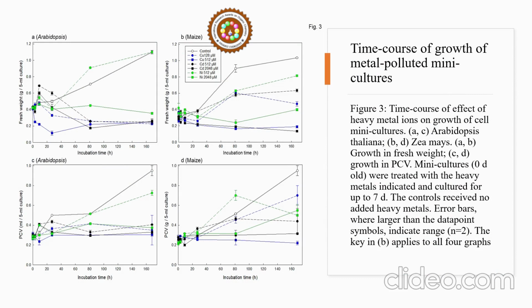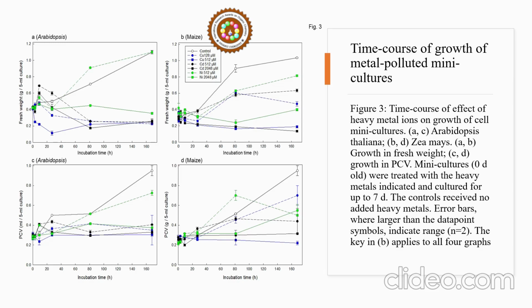And we have also done a time course experiment for the growth of the metal-fed mini cultures, as you can see, for the fresh weight and the packed cell volume of both Arabidopsis and maize, with an interval of 20 hours each, from 0 to 160 hours for both plant species and for both parameters, fresh weight and packed cell volume. And you can see copper is going to decline fresh weight immediately, and we are going to have a very drastic growth reduction with the higher concentration of copper, while the concentration of nickel up to 512 micromolar is not going to affect it that much.